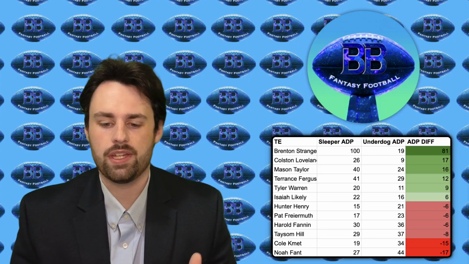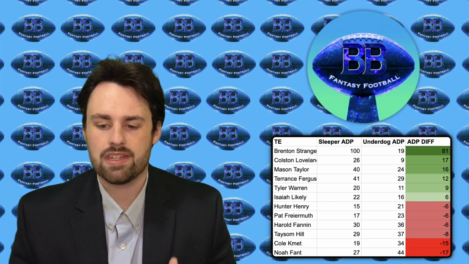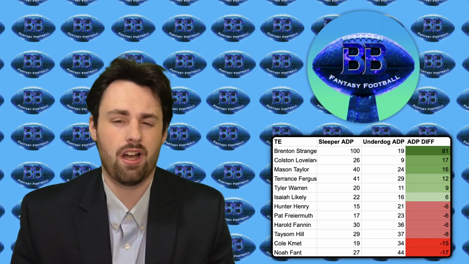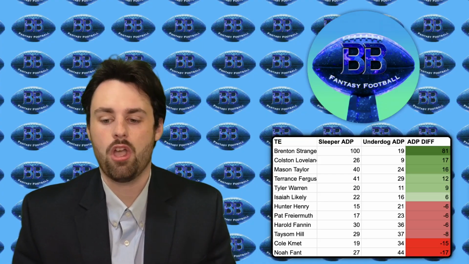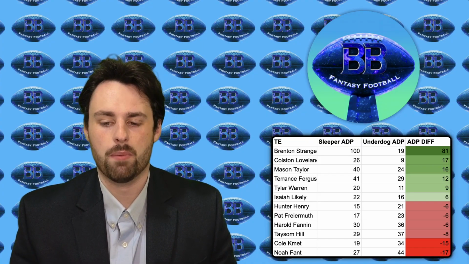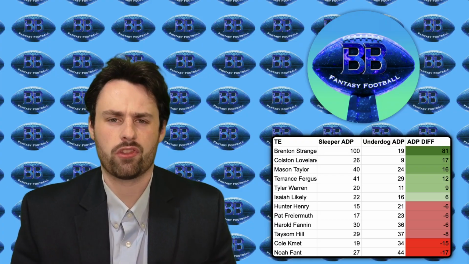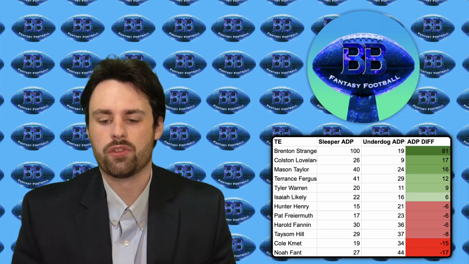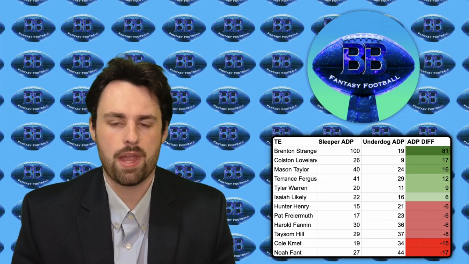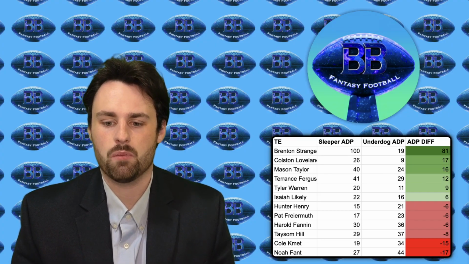We have Colston Loveland, Mason Taylor, Terrence Ferguson, Tyler Warren, and the last guy who got cut off was actually Elijah Arroyo. So all your rookie tight ends are coming off the boards. Sleeper is very slowly reacting to these rookies. Colston Loveland, of course, with the Chicago Bears, very high upside. Coming off the board as Underdog tight end 9, so a tight end 1, but you can get him as a tight end 3 currently in Sleeper.